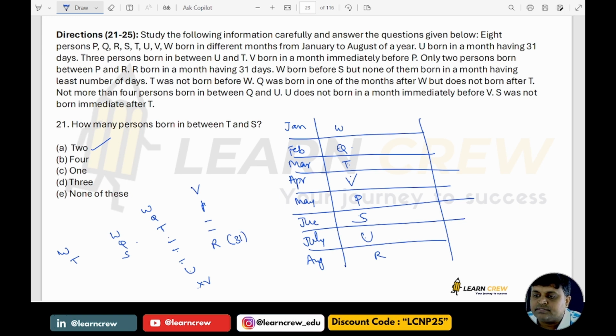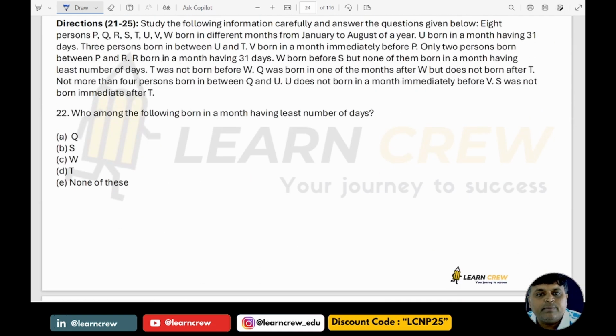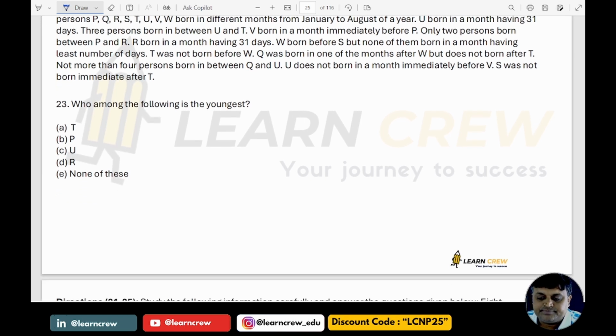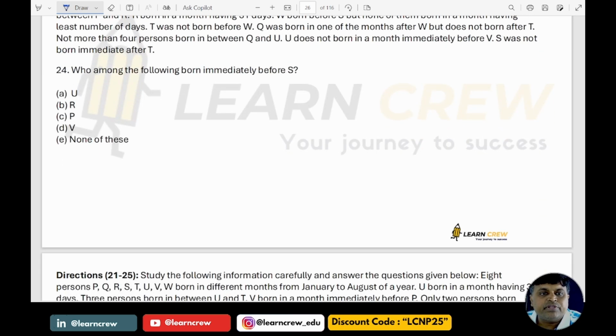Next, 22nd question. Who among the following was born in a month having the least number of days? So in the month of February, who is born? It is Q. So option A. Next, 23rd: who among the following is the youngest? Who was last? It is R. Next, question number 24. Who among the following was born immediately before S? It is P.